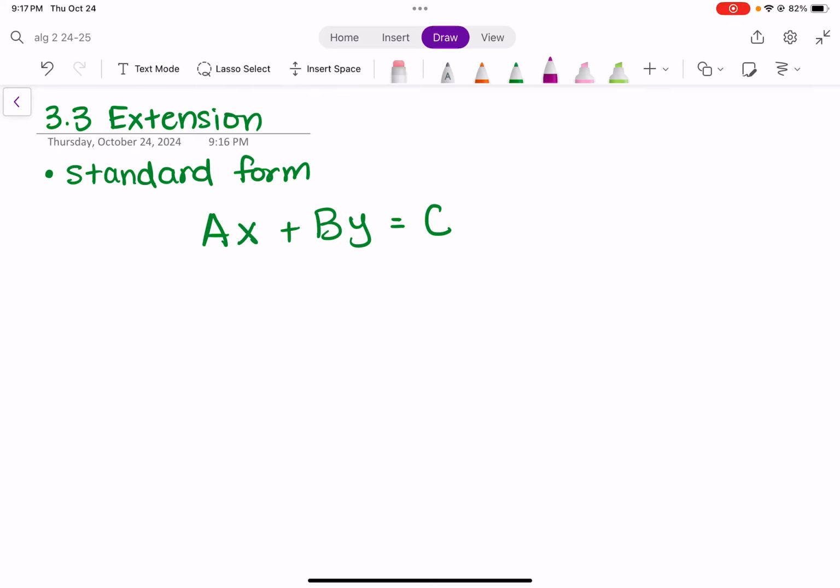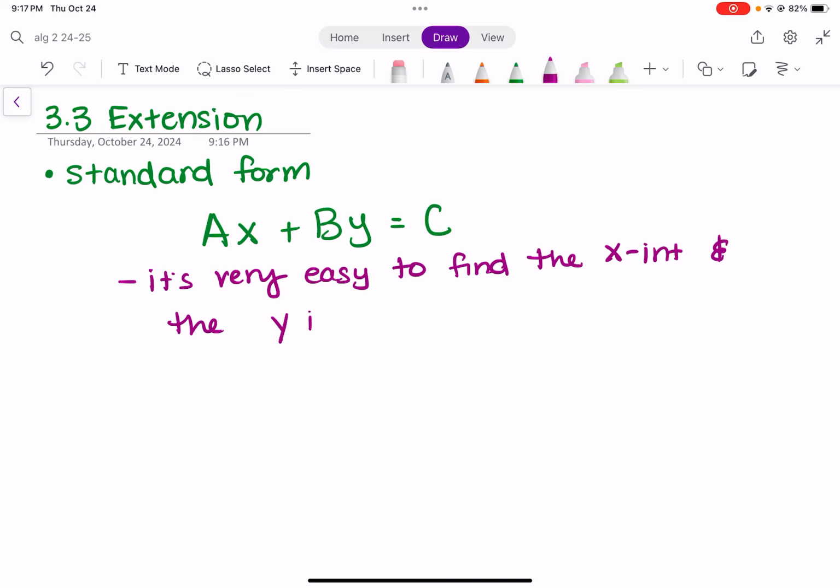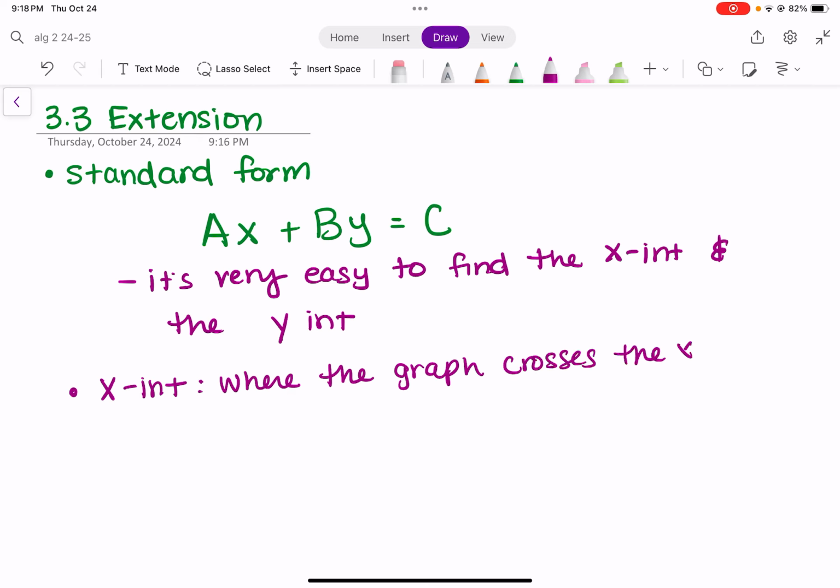The reason why sometimes we use standard form is that it's very easy to find the x-intercept and the y-intercept, okay? So as a review, let's quickly review what the x-intercept is. The x-intercept is where the graph crosses the x-axis.